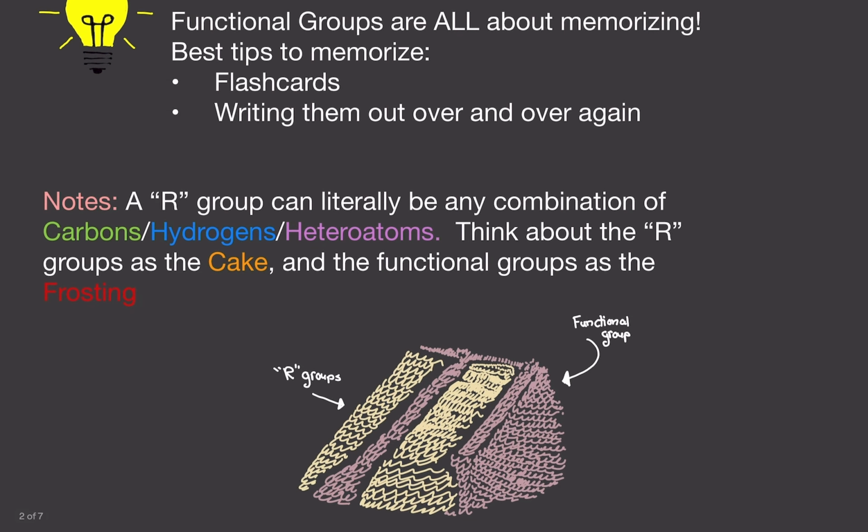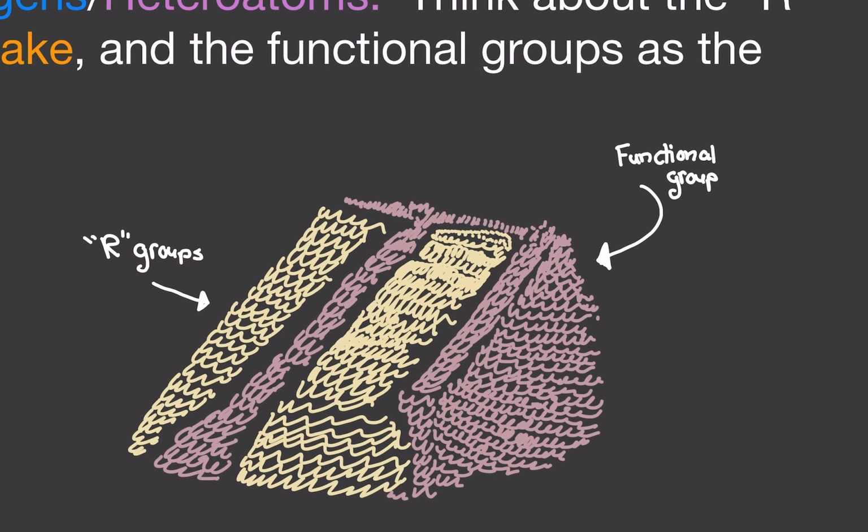An R group can literally be any combination of carbons, hydrogens, or heteroatoms. So you're going to see in the following slides, when we go over the functional groups, something called an R group, and that's what we're defining right now. R groups are basically like the cake, and the functional groups are the frosting. So here I drew a piece of cake. The functional group is the frosting, and the cake is the R groups. We only really care about the functional groups. We only care about the frosting.